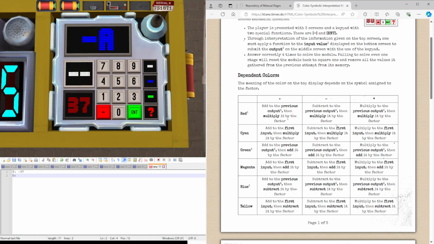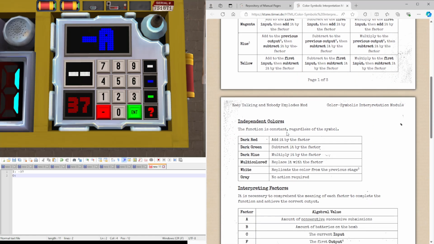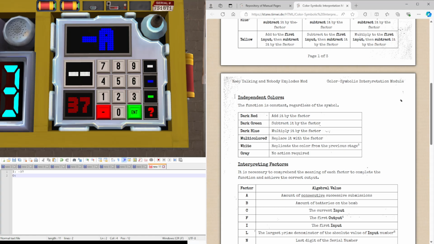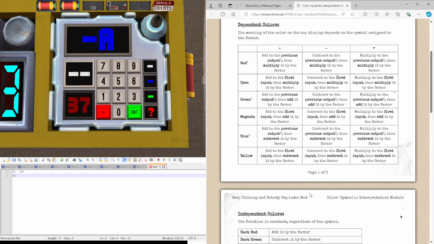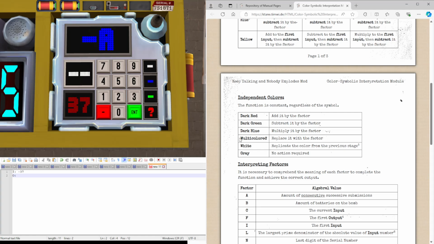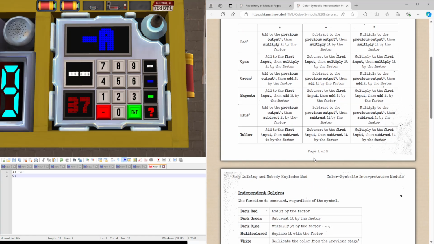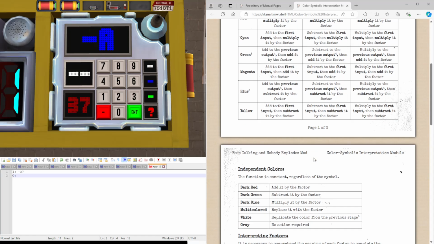Dependent ones refer to things from previous stages. Independent ones just rely on whatever factor you have as the letter here. With the best case scenario being grey, where you just submit the number you were given. Do note, be warned about multicoloured. Do not fool it for the first colour it is. Keep an eye on it, and if it starts changing colours, that's what multicoloured means.